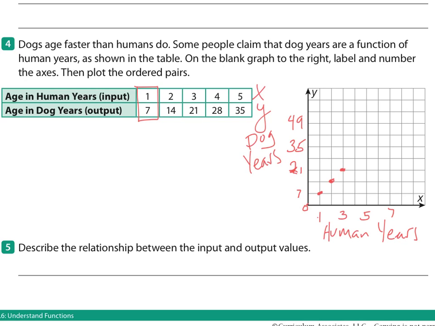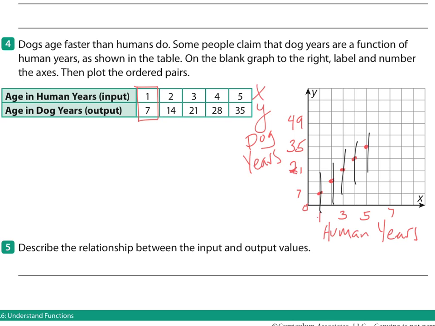4 and 28. And 5 and 35. Do we have a function here? Of course we do. We could do our vertical line test if we wanted to. And that would, again, only go through 1 point if I drew my vertical line. So yeah, that would be a function. The relationship is just merely for every 1 human year, we have 7 dog years.